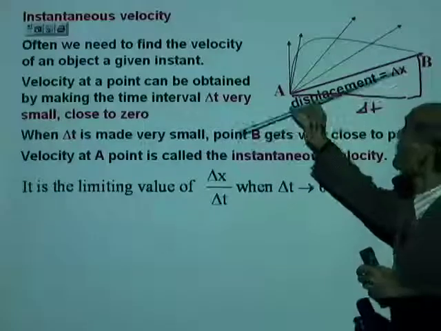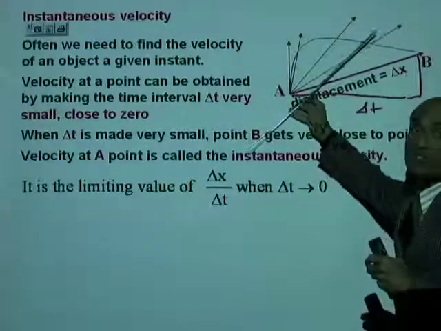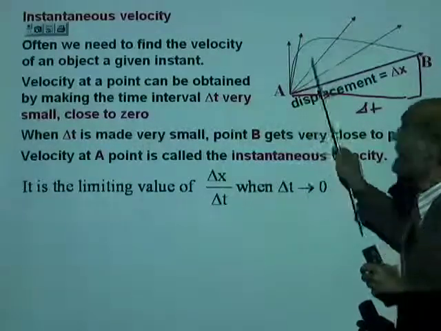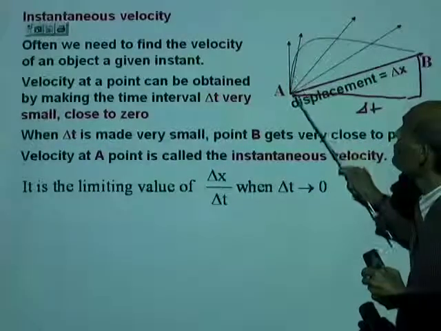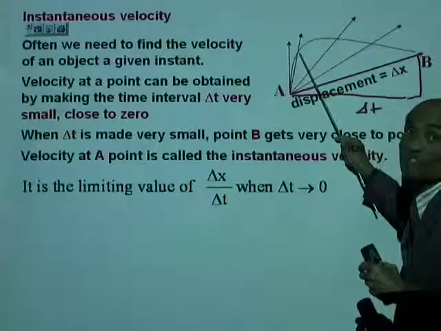So what are we doing? We are making the interval shorter and shorter. The average velocity during this interval is the slope of this line.